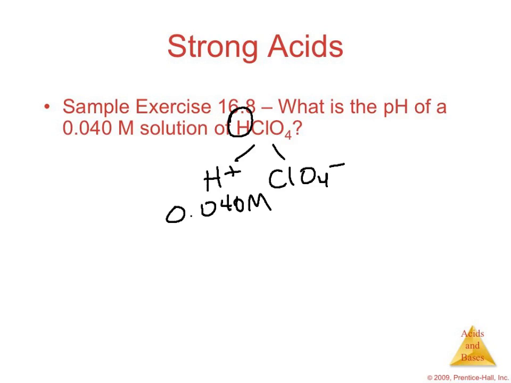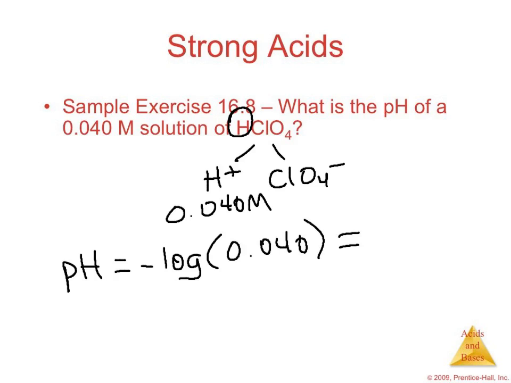So that makes it really easy, because to calculate the pH, pH is the negative log of the H plus concentration, or the H3O plus concentration, however you want to look at it. So then all you have to do is take the negative log of 0.040, punch that in your calculator, and you're going to end up with 1.40 for your pH. And that's it. It's as easy as that.